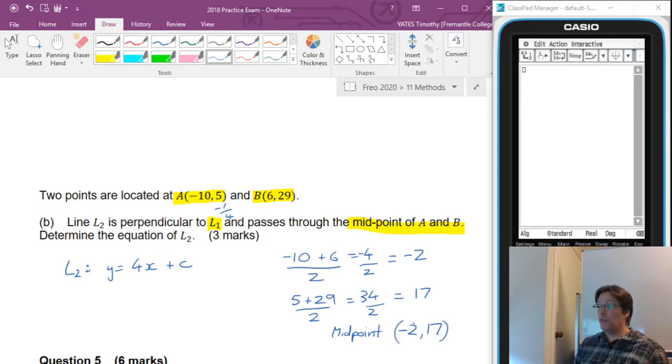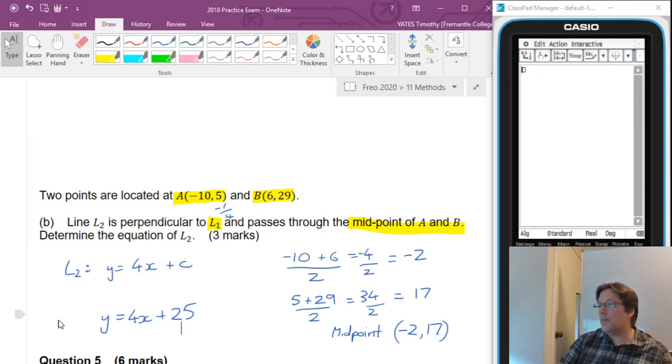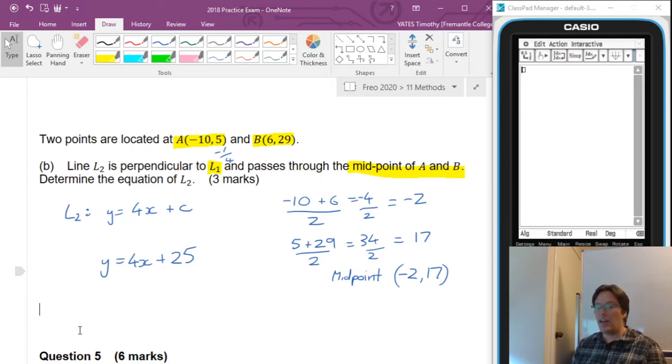And there are 2 ways we can think of this. One of the ways we could think of it would be just to intuit the answer. At -2, it goes forward 2 more, and if it goes forward 2 more, it's going to go up by 8. So I could add 8 to that. So I could say it's y equals 4x plus 25, because that's 8 more than 17. But let's also do it if we were completely lost about what we were doing, because it's really easy to get yourself confused in an exam.